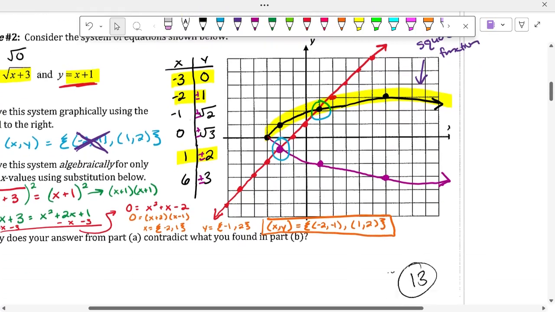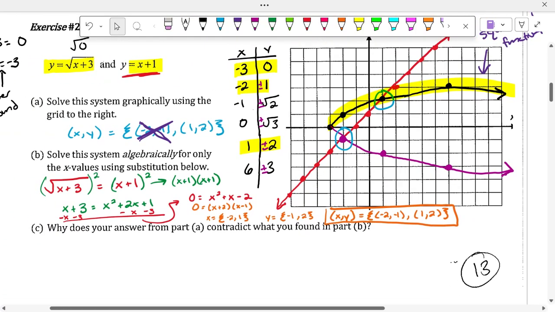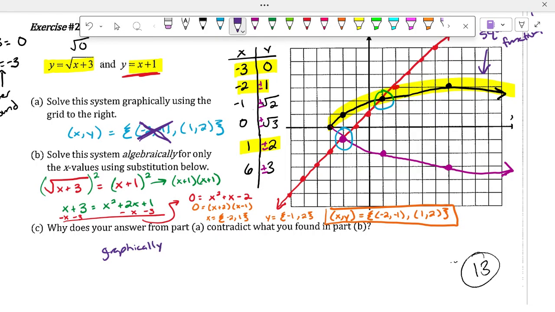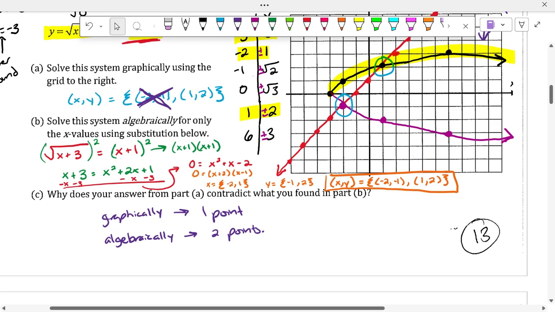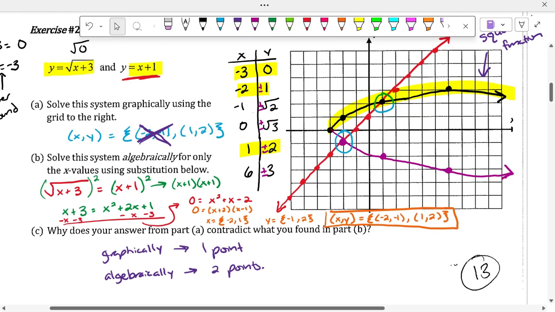So what contradicted? Well, if you solve graphically, you would only have 1 point. And if you solved algebraically, you would have 2 points. So if I gave you something like this, how would you know which point to use? Well, you would essentially pick whichever one would give it to you positively.